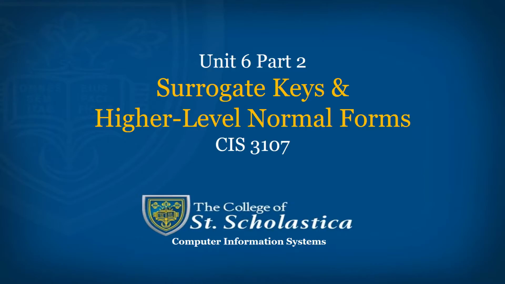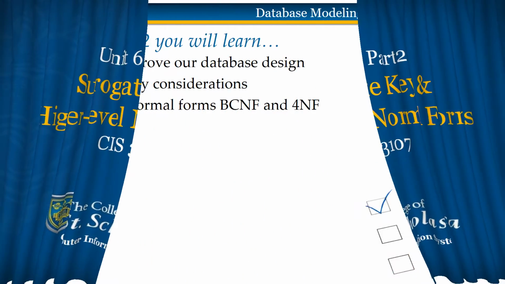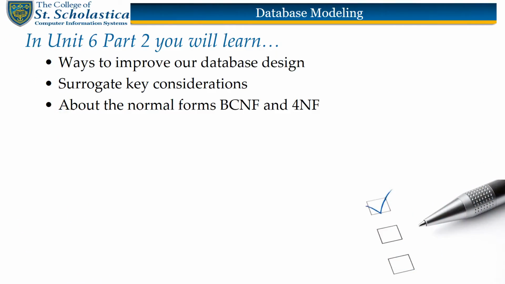of database tables for CIS 3107 database modeling. We'll be covering section 6.4 through 6.5 in our text. In this second presentation, we will learn ways to improve our database design, about surrogate key considerations, and the normal forms BCNF and 4NF.